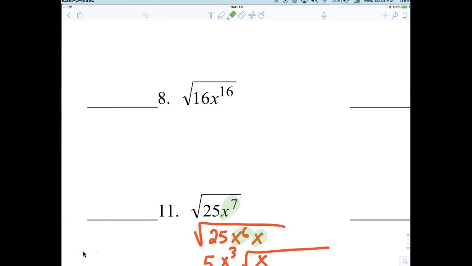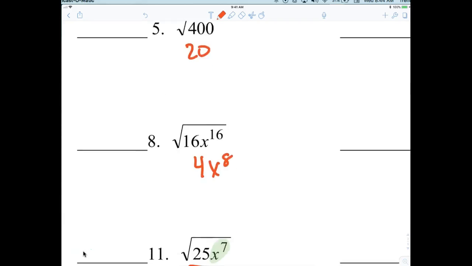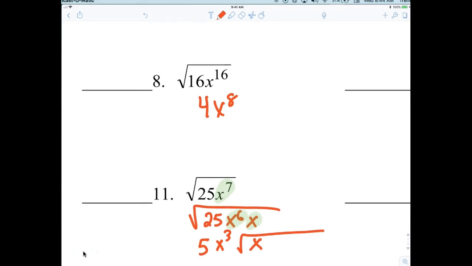All right, here we go. Number 8, there's no thought here. 4x to the 8th. You're just writing down 4x to the 8th. Square root of 400 is what? 20. Slow down. What do we got here on number 8? What's the problem? Why can't you divide by 2? You take the square root of numbers and you divide exponents by 2. But why can't you divide the x to the 8th by 2 again? You already took the square root of that. You only do it once.